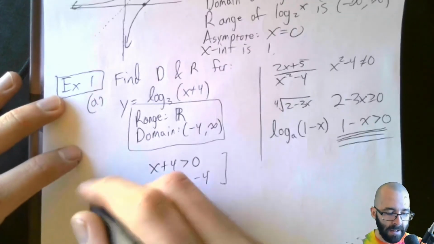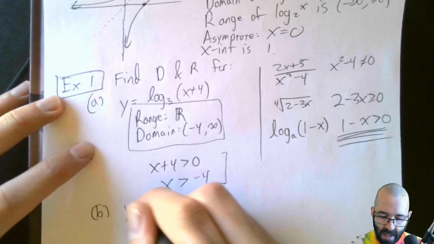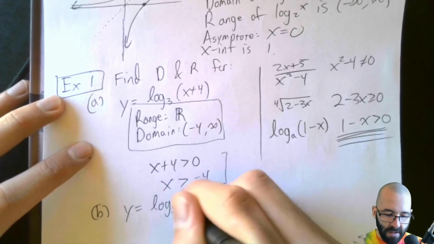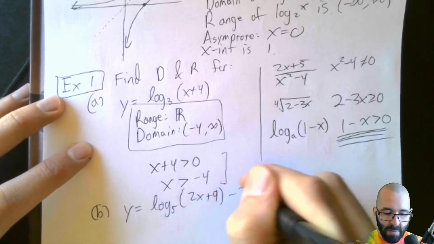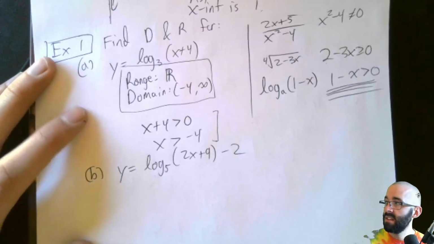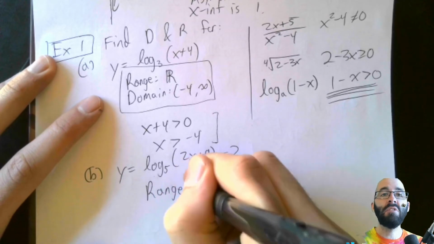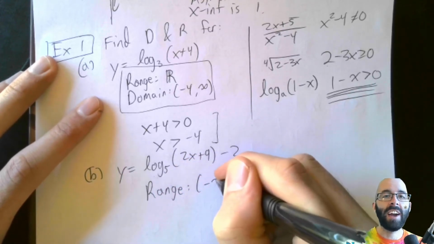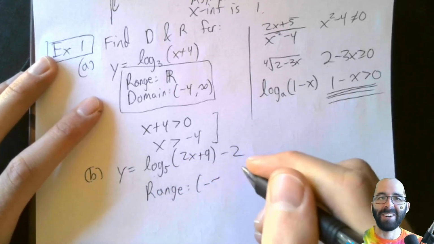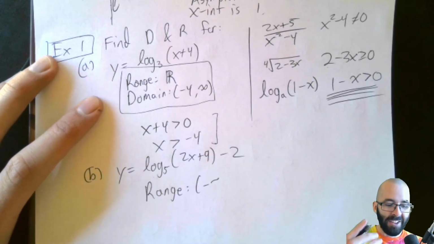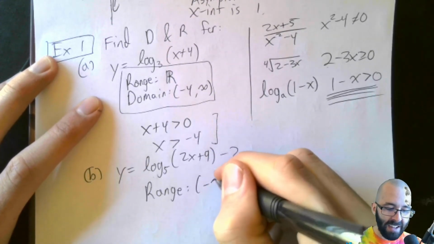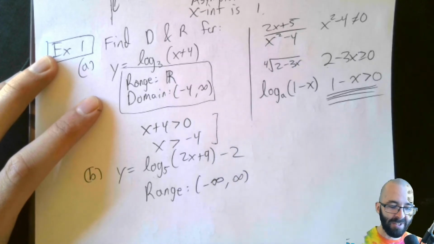All right. Let's do another one. y is equal to log base 5 of 2x plus 9, minus 2. This one looks messier, but we do it the same way. Range. Now I'm looking at the function. This is the range. All right, I can't write math without looking at my paper. I was trying to make a point here. The range of any logarithm is -infinity to positive infinity.